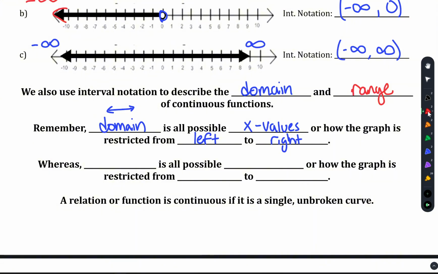And then as a refresher about range, range is all the possible y values. And y goes up and down. So it's literally telling us how our graph is restricted. Again, order is going to matter here, from bottom to top. Any questions about domain and range before we really get into it? Okay, flip it over.